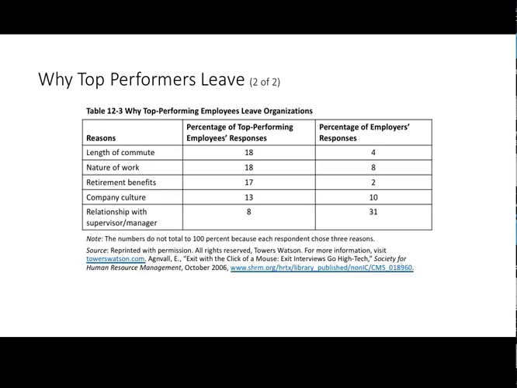This is just the remaining part of that table. I'm not sure why our textbook people sort of separated this into two separate tables and two separate pages and slides. But if you look at employees' responses, again, as it gets smaller and smaller, the length of commute sometimes is challenging, the nature of work is challenging, retirement benefits, company culture, and then the relationship with the supervisor.